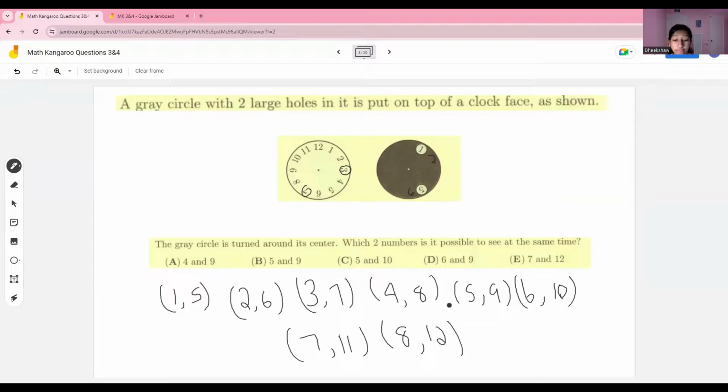Now, if you can see from the answer choices, which of the following matches our pair? If you compare and contrast, you see that 5 and 9 and 5 and 9 match, which is why this pair is possible to see at the same time, and that's why it's our answer. Next problem.